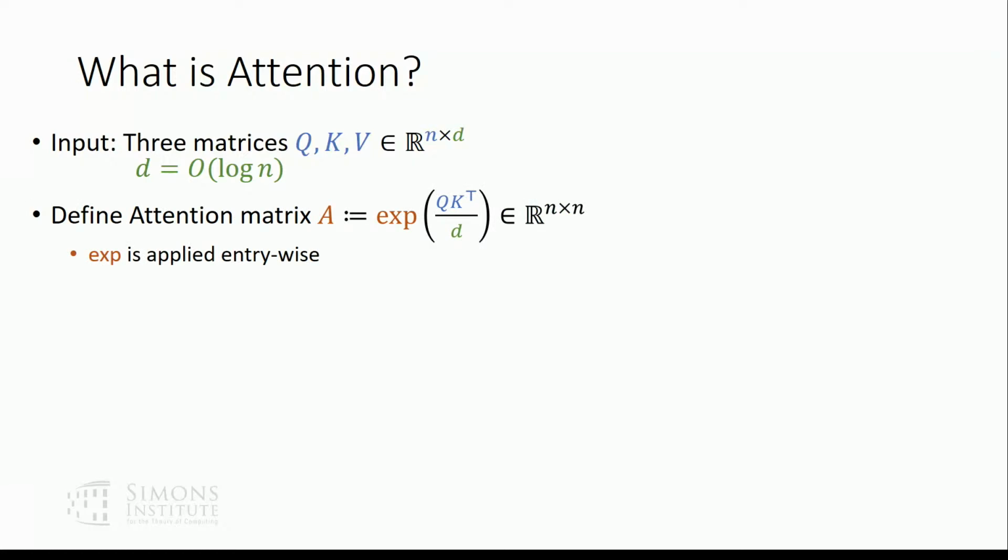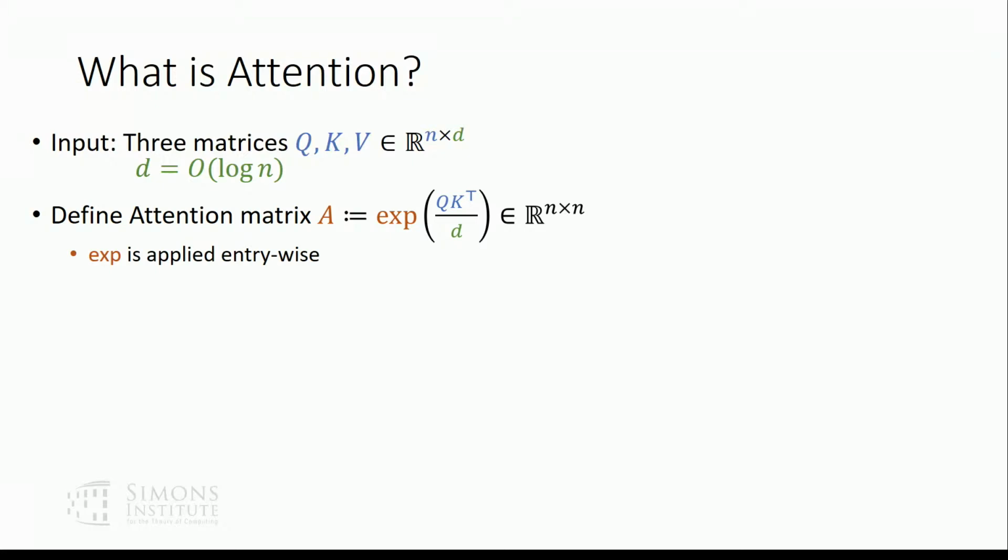Okay, so in the attention algorithms problem, you're given as input 3 matrices. They're usually called the query, key, and value matrices, but I'll call them Q, K, and V, and they're n by d matrices, where today let's think of d as a lot smaller than n, like log n. So in terms of these, we define this important n by n matrix called the attention matrix. And it's defined like this.